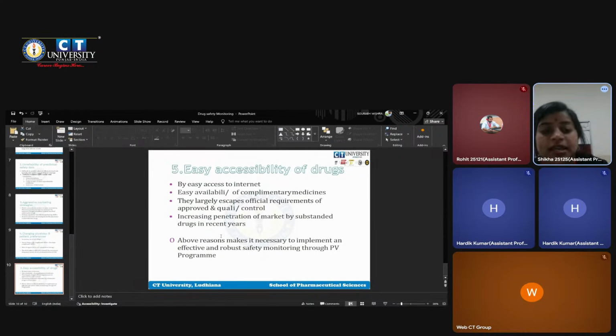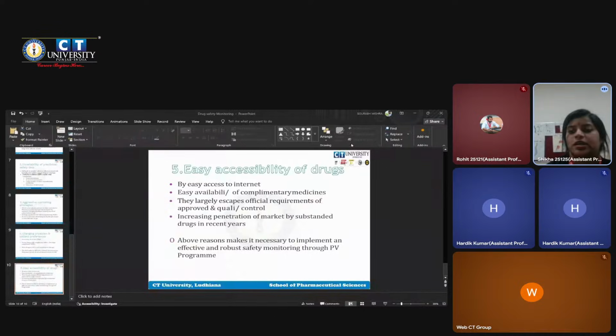Next is the increasing penetration of the market by sustained drugs in recent years. The above reasons make it necessary to implement effective and robust safety monitoring through the PvPI program. As discussed, monitoring of medication is very important to get safer results and potent therapy. Pharmacovigilance is one of the very important programs in India. So with this, this topic is covered.